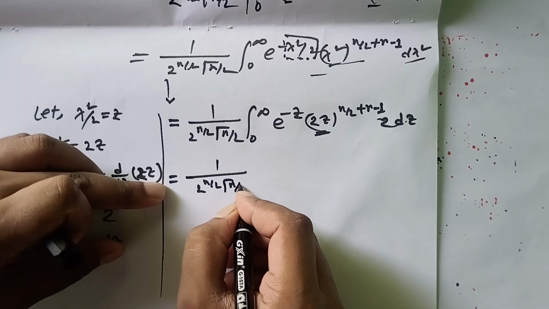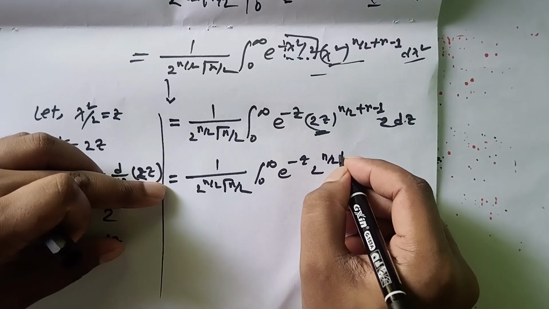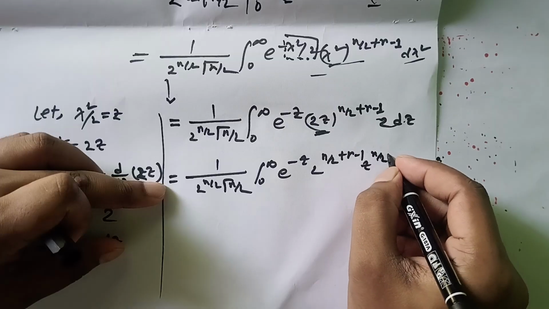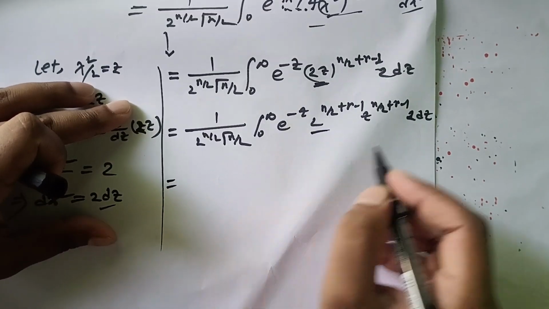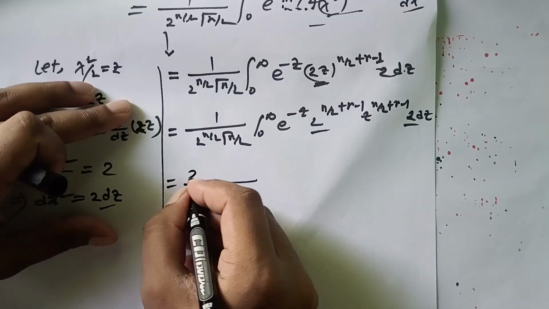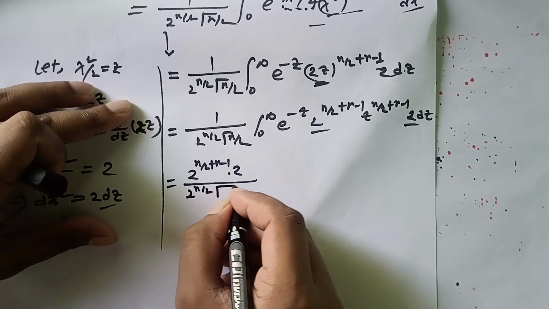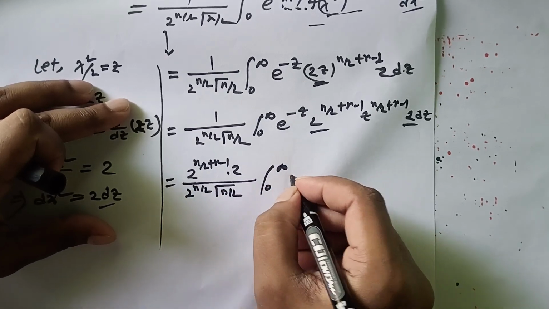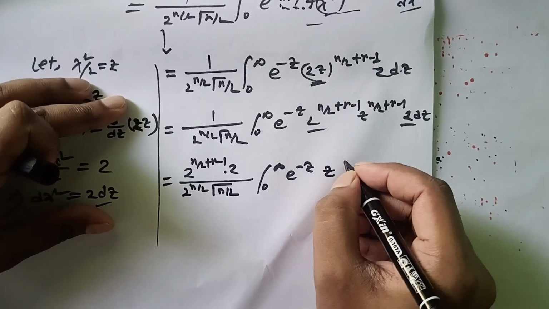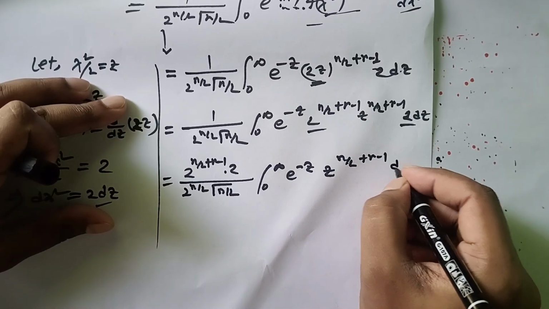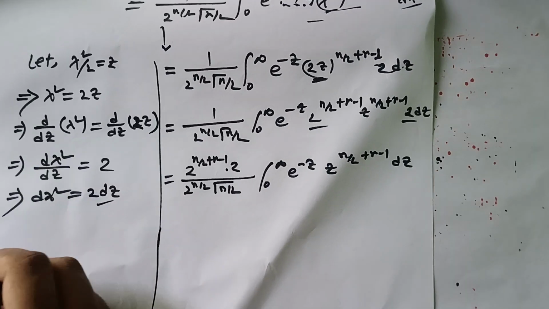1 by 2 to the power n by 2 gamma n by 2, 0 to infinity, e to the power minus z, 2 to the power n by 2 plus r minus 1, z to the power n by 2 plus r minus 1 dz. Now these parts are constants, so taking them out: 2 to the power n by 2 plus r minus 1 over 2 to the power n by 2 gamma n by 2, times 0 to infinity e to the power minus z, z to the power n by 2 plus r minus 1 dz. Now, recall a formula here.